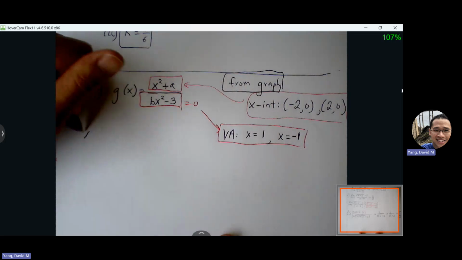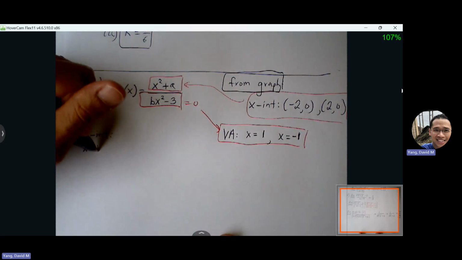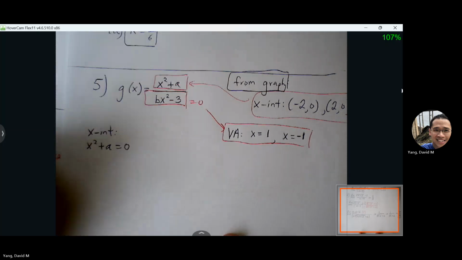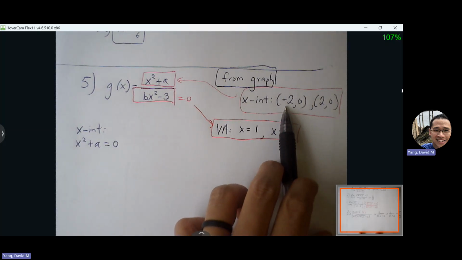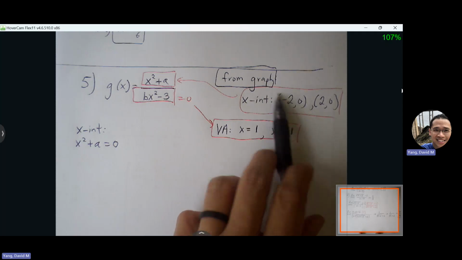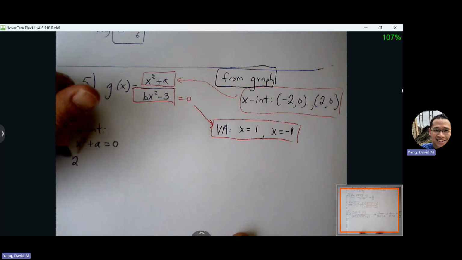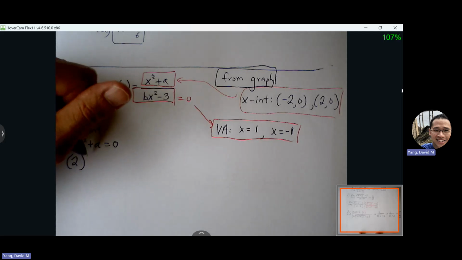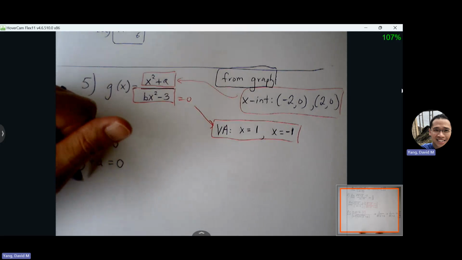So I know that to find x-intercepts, I would set the numerator equal to 0. I already know my x-intercept is at 2 or -2, so I can plug either of them in to x. And they'll give me the same result because 2 squared or -2 squared is going to be the same. And that can help me solve for a.